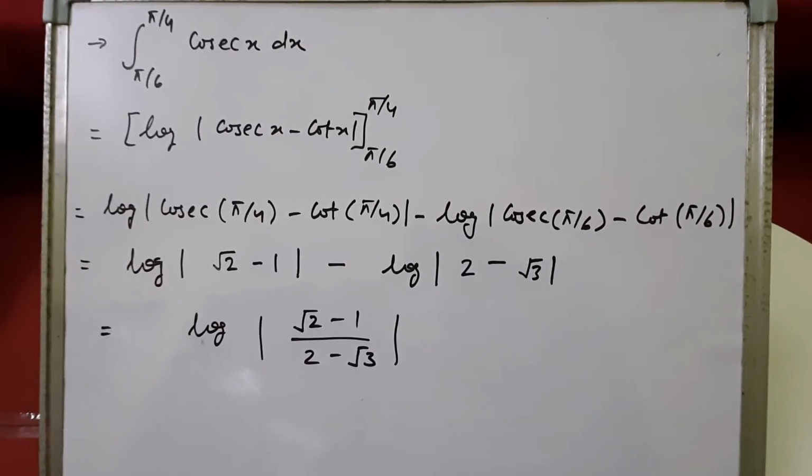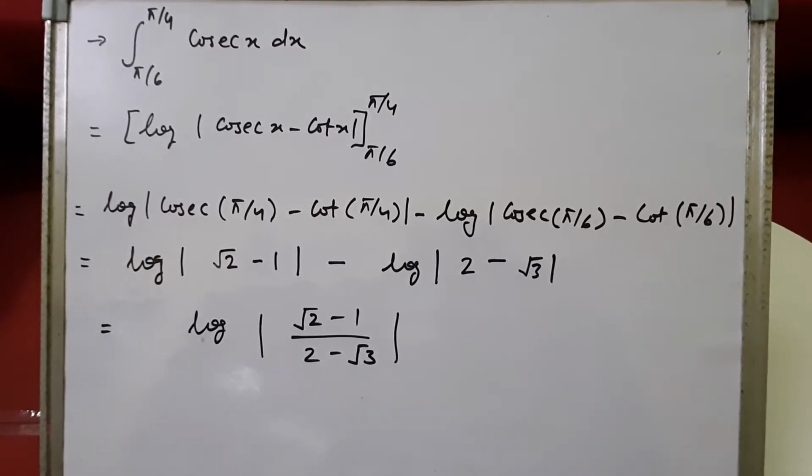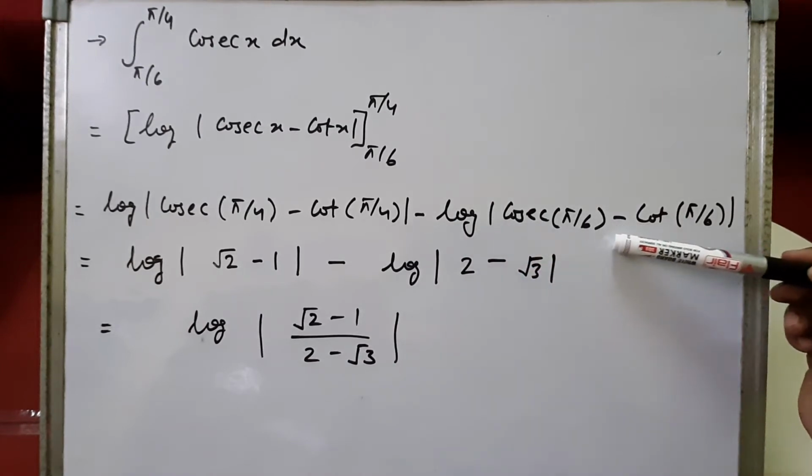Now children, in this sum we have to integrate cosec x dx with lower limit pi by 6 and upper limit pi by 4. So the integration of cosec x is log mod of cosec x minus cot x, with lower limit pi by 6 and upper limit pi by 4. When we put the antiderivative of the upper limit minus the antiderivative of the lower limit, we'll get log mod of cosec pi by 4 minus cot pi by 4, minus log mod of cosec pi by 6 minus cot pi by 6.